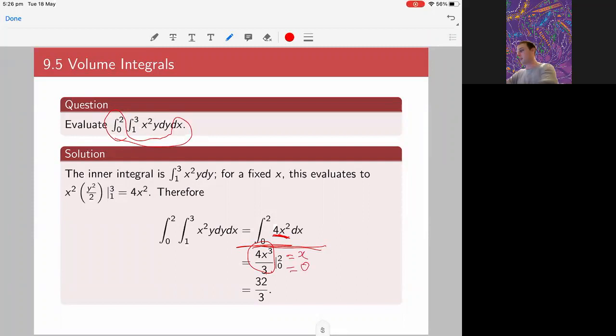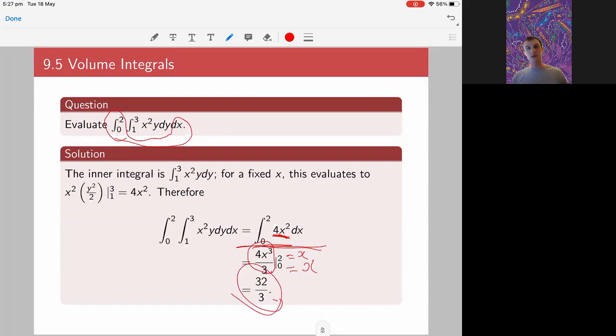And, oh, sorry. And that gives us 32 divided by 3. So that's an actual number. As we would expect, we're looking at the volume of a concrete specific rectangle, and that's 32 divided by 3.